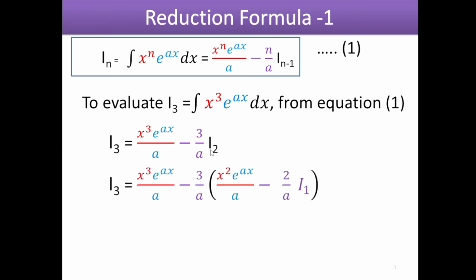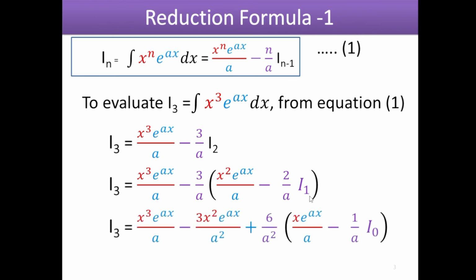Again, to obtain the value of I2, put n equal to 2 in equation 1. So I2 is equal to x squared e to the power ax by a minus 2 by a times I1, since 2 minus 1 is 1. Again, for the value of I1, put n equal to 1 in equation 1. It gives x to the power 1 e to the power ax by a minus n by a, which becomes 1 by a, and n minus 1 becomes I0.